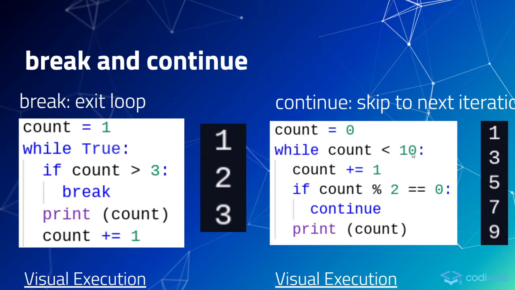As you can see, we're beginning to have a pattern here that it's printing only odd numbers. And since we know the condition is count is less than 10, this will print all the odd numbers from 1 to 10.